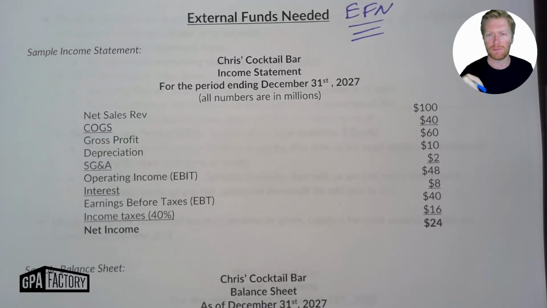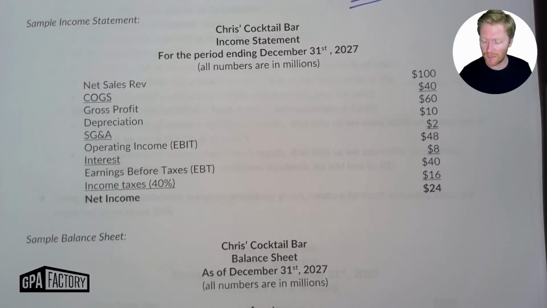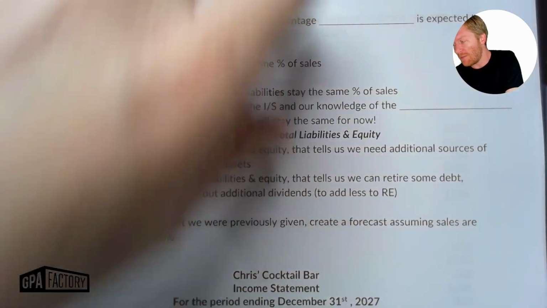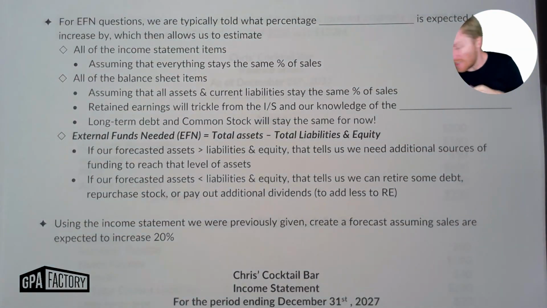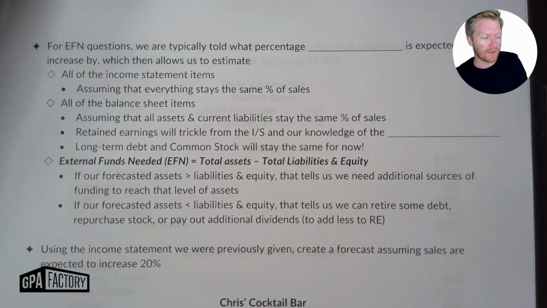Then usually we're given some assumption about retained earnings and whether those stay the same or what amount is being paid out as dividends to help us know what net income is actually going to be added to retained earnings. So we're going to go ahead and do that as well. But again, it's just working through our income statement and balance sheet until we get down to our assets and liabilities and equity number to then compare.